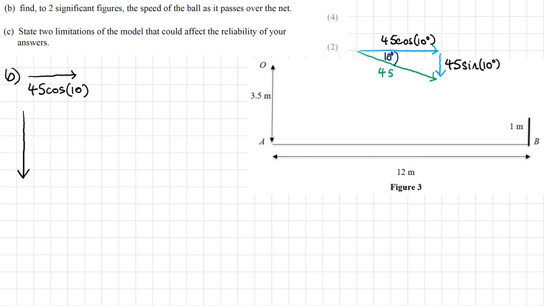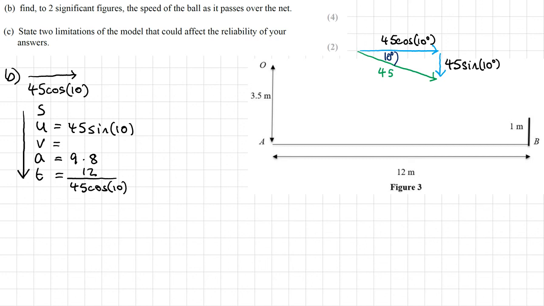So this is where we're going to use suvat, where we want to find v, the vertical part of the velocity. U is 45 sine 10. I'm taking downwards as positive. A is going to be 9.8, and t is going to be the time it gets to the net. So we worked that out in the previous part. So the time was the distance 12 horizontally divided by the speed, which is 45 cos 10.